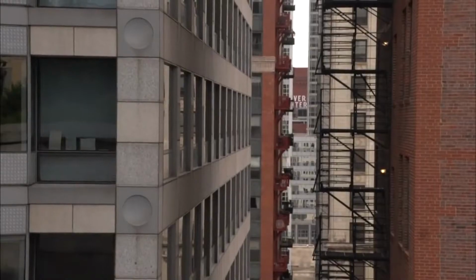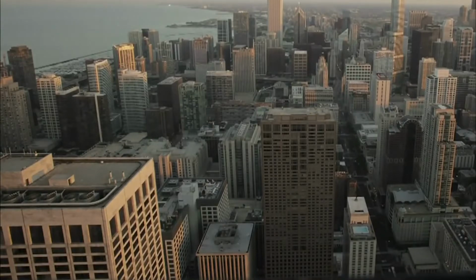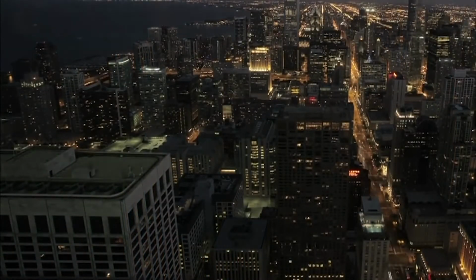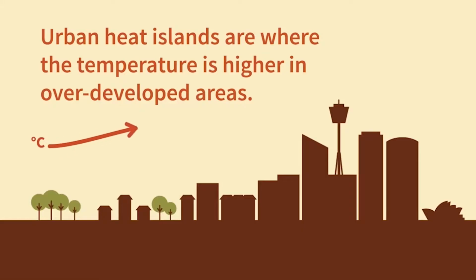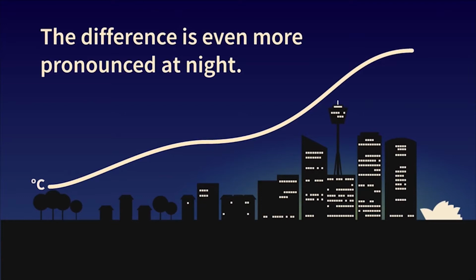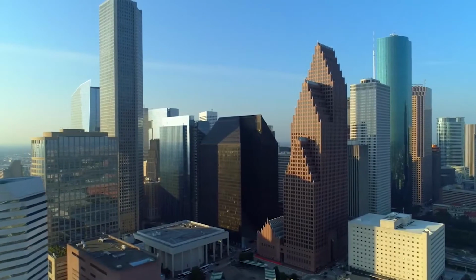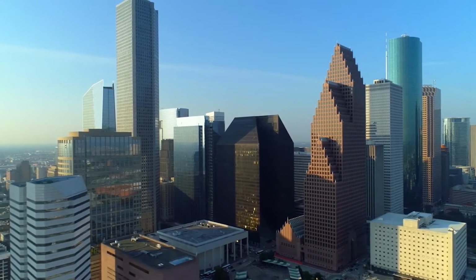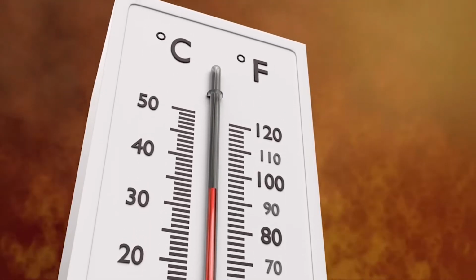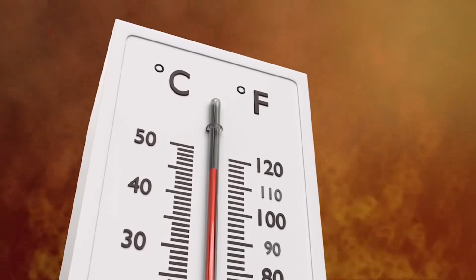The difference between urban and rural air temperatures is also called the heat island intensity. This intensity varies throughout the day and night. In the morning, the urban-rural temperature difference is generally at its smallest, and the difference is even more pronounced at night. Heat islands tend to become more intense as cities grow larger, and areas with the least vegetation and greatest development tend to be hottest.